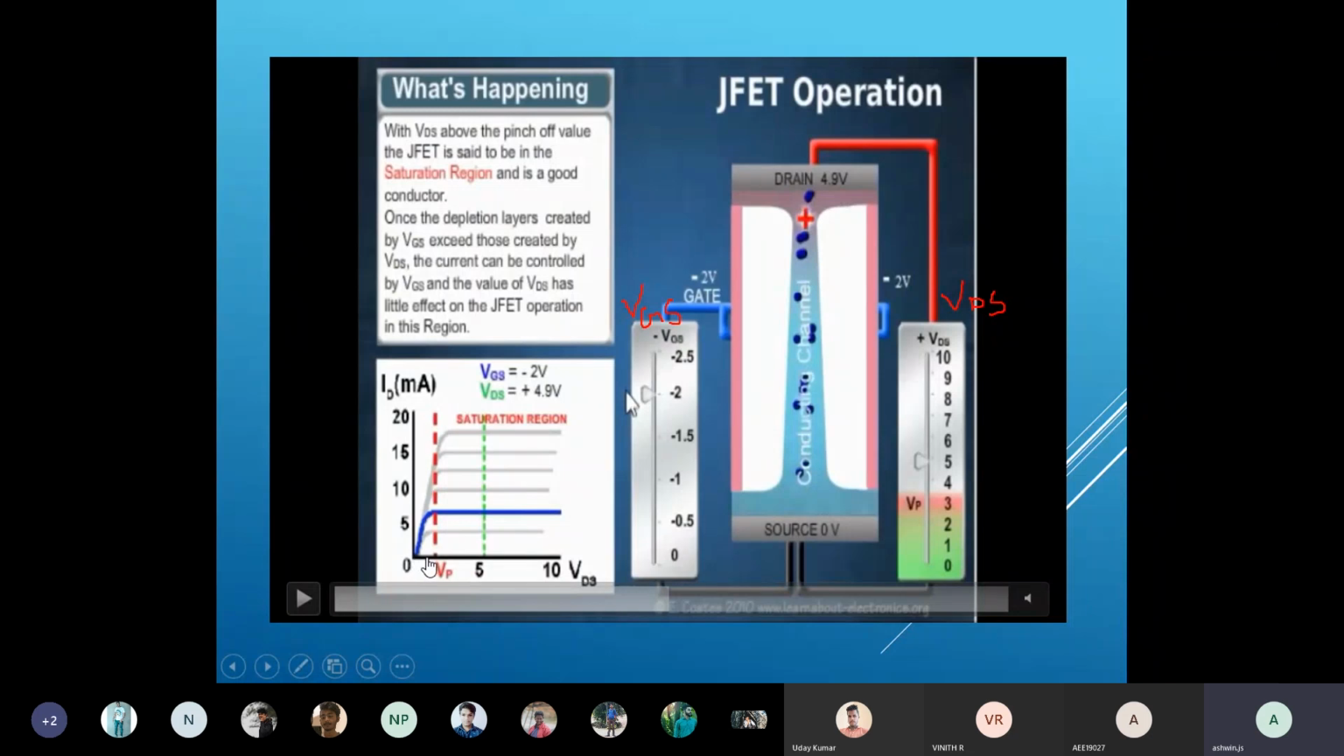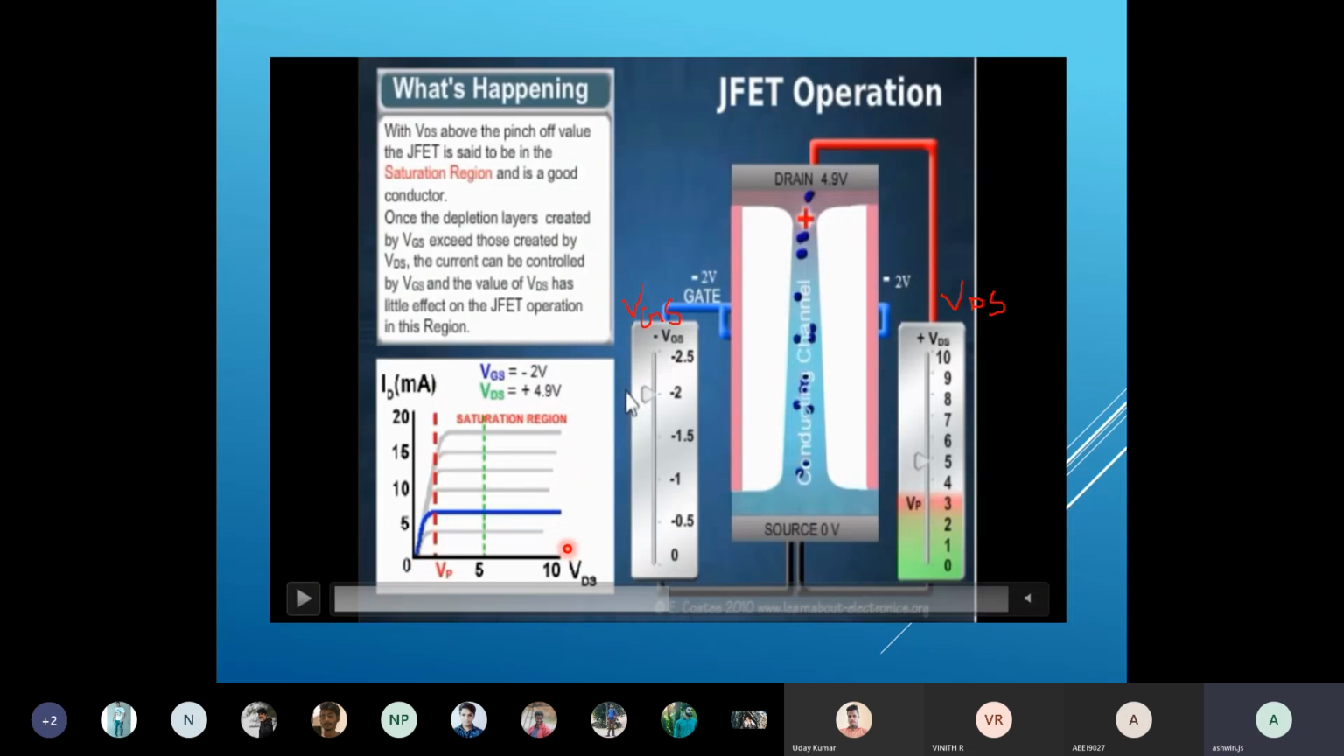If drain is equal to Vp, I got the maximum value of your ID, and after that it becomes constant for ID itself. So this characteristic is for VGS equal to -2, and the topmost one is for VGS equal to 0. This one is for -0.5, and this characteristic is for -1, -1.5, -2, -2.5. When you get 0 current, that is called the cutoff region.